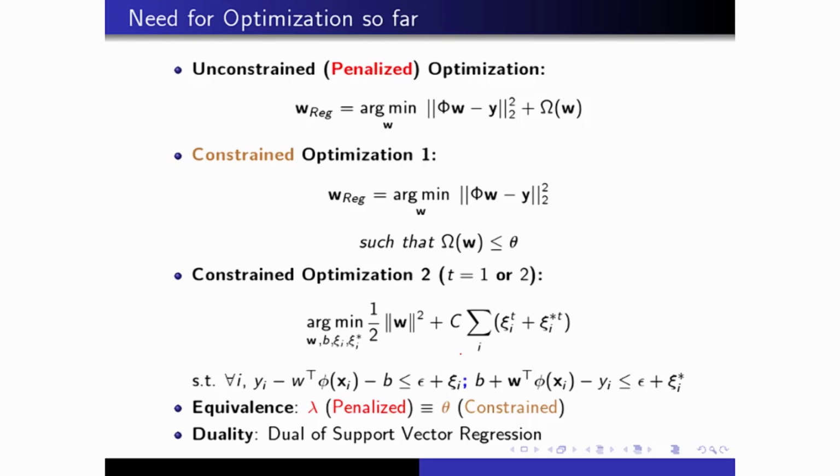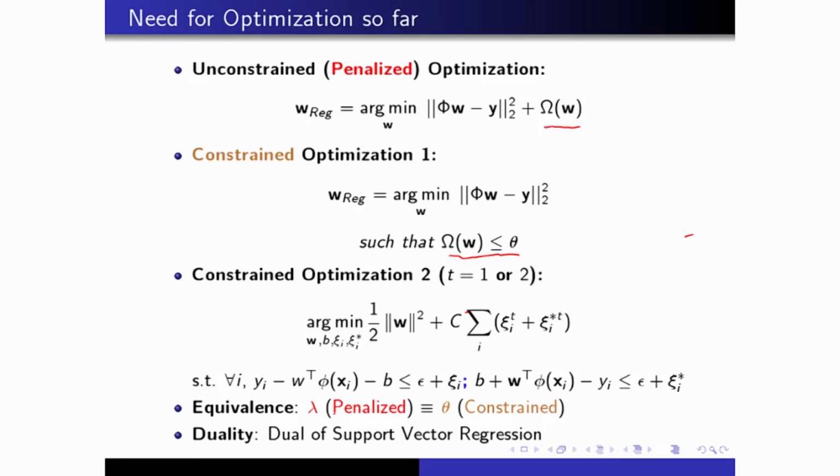So far we have seen several optimization problems: the unconstrained optimization problem with a penalty given by omega of w. You could also put the penalty within a constraint and call it constraint regularization. What we have considered now is support vector regression, 2 formulations, L1 error and L2 error. We need to seriously look at optimization tools to be able to solve all these problems.